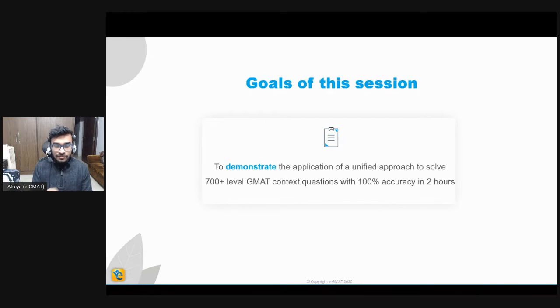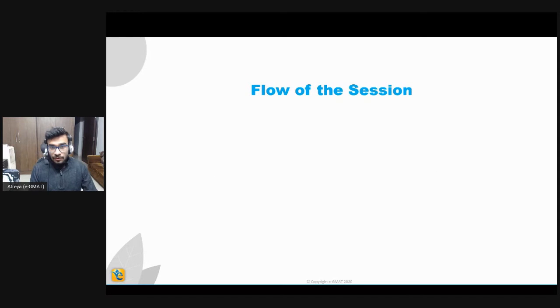Now, I have three screens here, so I'll be looking at each of them, and at times you might not see my face regularly. This is my surface. I'll write it out here, so I'll still stay connected. Okay, so with that, let's move on to the flow of the session.